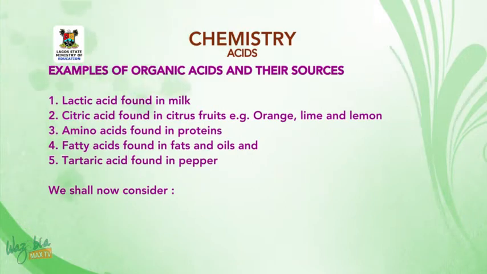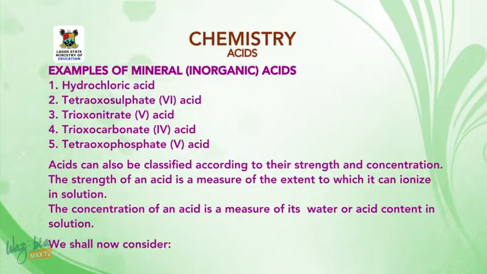We shall now consider examples of mineral or inorganic acids. Number 1, hydrochloric acid. Number 2, tetraoxosulfate 6 acid. Number 3, trioxonitrate 5 acid. Number 4, trioxocarbonate 4 acid. Number 5, tetraoxophosphate 5 acids.